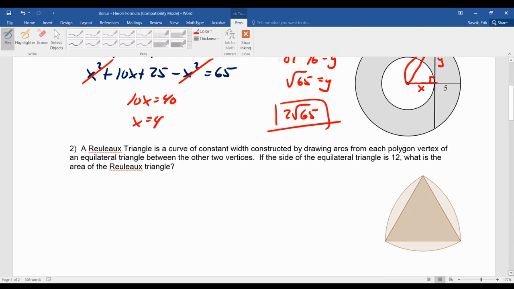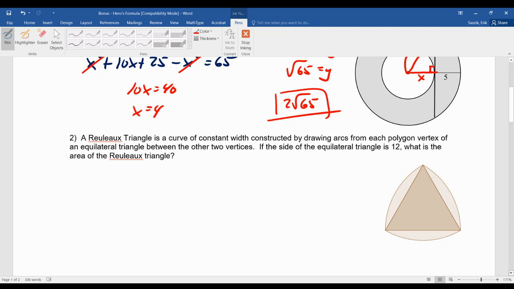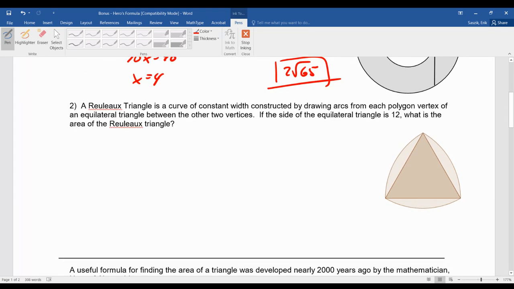Reuleaux triangles, a curve of constant width constructed by drawing. This is kind of neat. It is an equilateral triangle, so we have 60 in each corner. And how I approach this one, I'm not really sure if it's the best thing. So this curve is part of a circle centered here. This one part of a circle centered here. This one part of the circle centered there. So what I thought I would do is I would find each segment. So I have 3 of these segments.